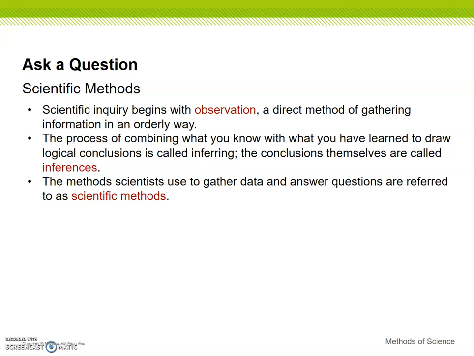And then the methods that scientists use to gather data and answer questions are referred to as scientific methods. You've probably heard the scientific method over and over. At this point, you're in high school, and you've probably talked about it in elementary school and middle school, but you're going to hear it a lot in any science class, even future science classes. So it's probably pretty important to know the scientific method, and that's what we're going to talk about in a second. But the scientific method is, again, what scientists use to gather data and answer questions.